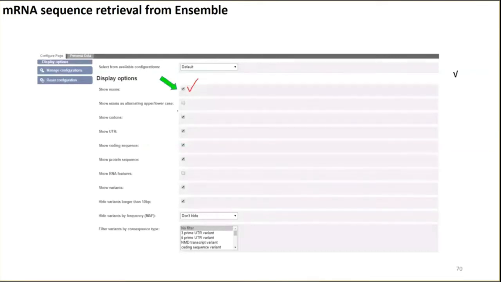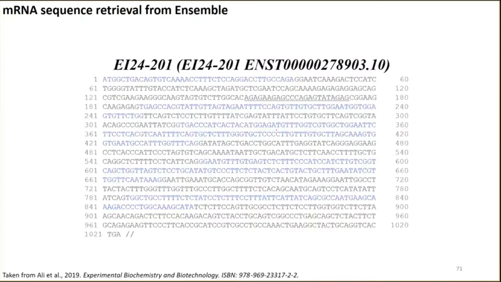We will select only the first one and unselect all of the rest. When we select the first one and click OK, we will come across this kind of sequence. And this is very beautiful actually. This facility is not even available in the NCBI when we obtain the sequence of the mRNA of the EI24. This is the coding sequence, this is ATG, this is TGA, this is the stop codon.